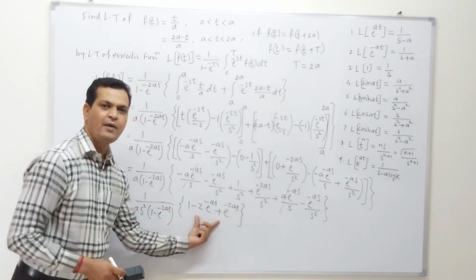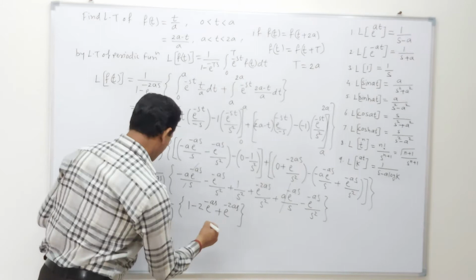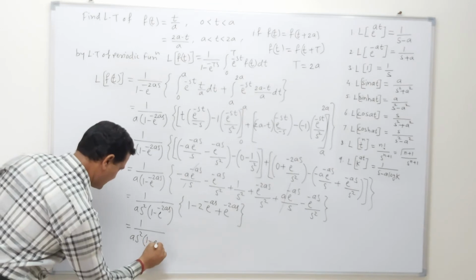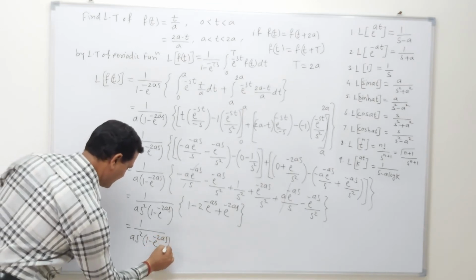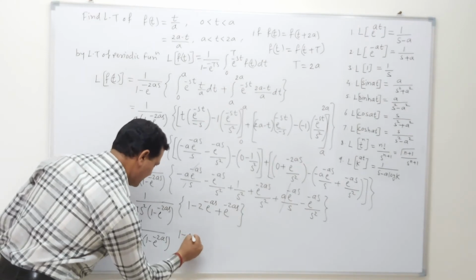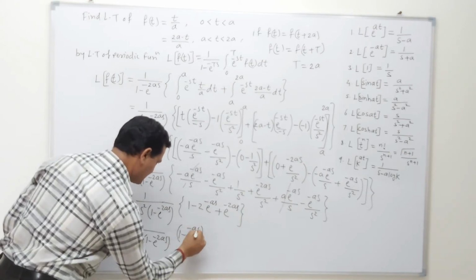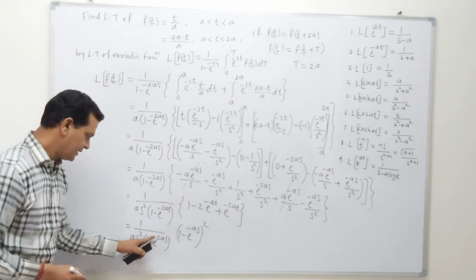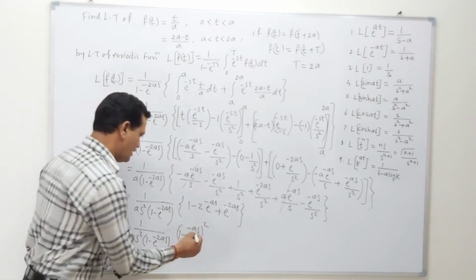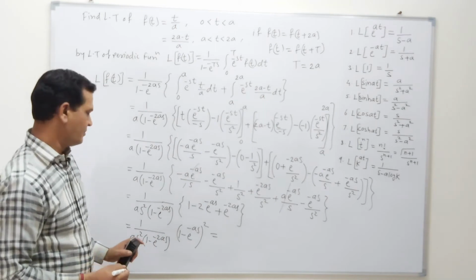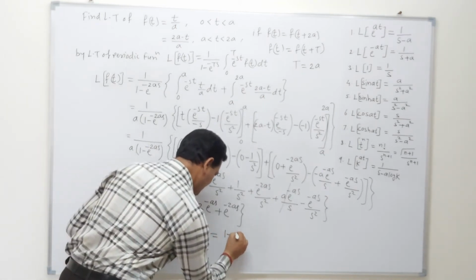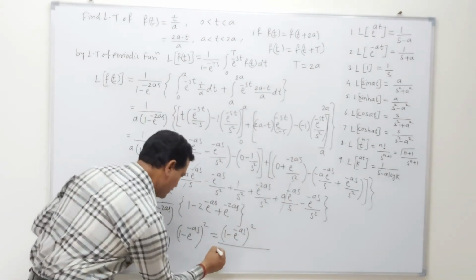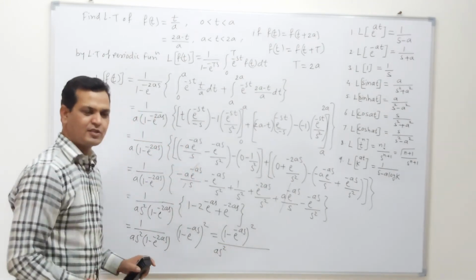Now observe that this is a perfect square, so we can write the next step as 1 upon a s square (1 minus e raised to minus 2as), then this is the perfect square of 1 minus e raised to minus as, its square. So this is the square of this term. Now to cancel this term with the help of the denominator term, we can readjust the denominator term, so this is (1 minus e raised to minus as) squared divided by, we can write the denominator term as a s square in bracket.